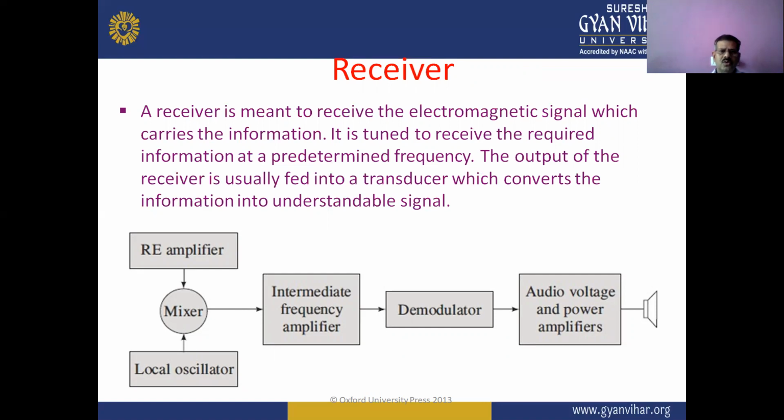Here also there are many networks which have different functions, such as RF amplifier, mixers, local oscillators, intermediate frequency amplifier, demodulator, and also audio voltage and power amplifier. And also here a speaker works as a load in this receiver system. So this is the block diagram of the receiver.